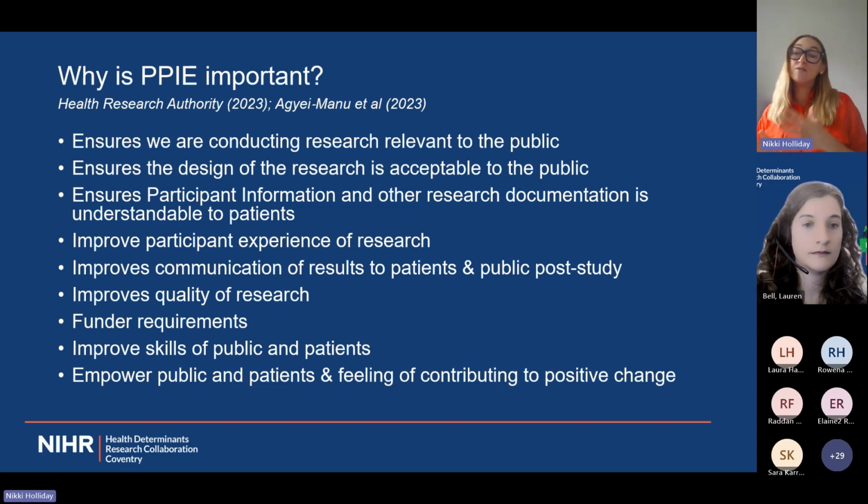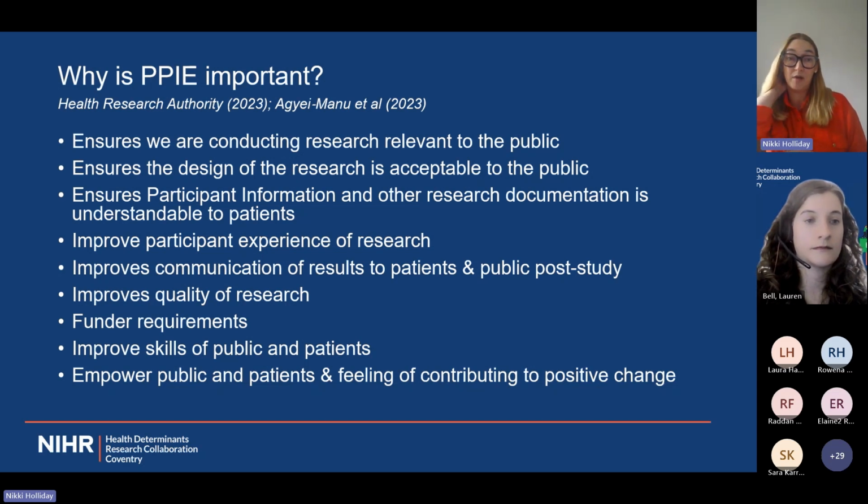Funder requirements. A lot of research funders now expect to see patient and public involvement in research. That doesn't mean that it should just be a tick box exercise to appease the funder, but funders are really recognising the importance of involving patients in our research. And for a lot of funders now, it's a requirement when you apply for money.